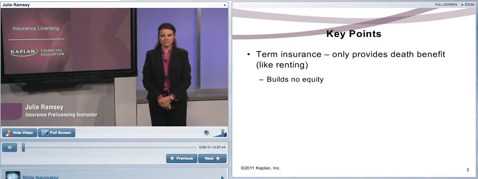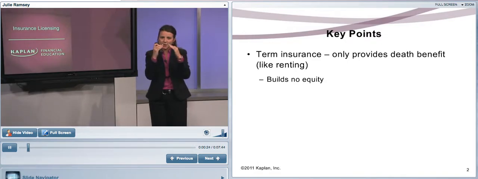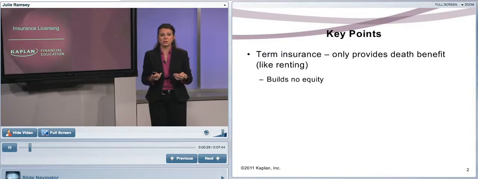Some key points in this session is that term insurance is like renting an apartment. Why? Because it's inexpensive. In that apartment, I have a roof over my head, so it provides only one benefit. Well, in term insurance, I have that one benefit. It pays a death benefit. Just like renting an apartment, though, it builds no equity, no cash value.